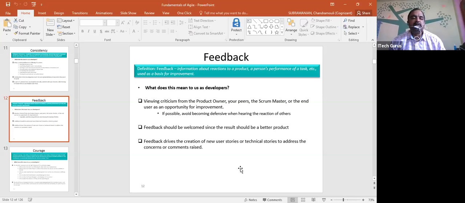And the third one is the feedback. Feedback is a very important thing, even in the traditional project. So feedback should be welcomed. Anybody can give feedback in an agile project. Please understand, feedback is given in terms of the process, feedback is given in terms of the people, feedback is given in terms of the products. Continuously in an agile project, the feedback keeps on coming.